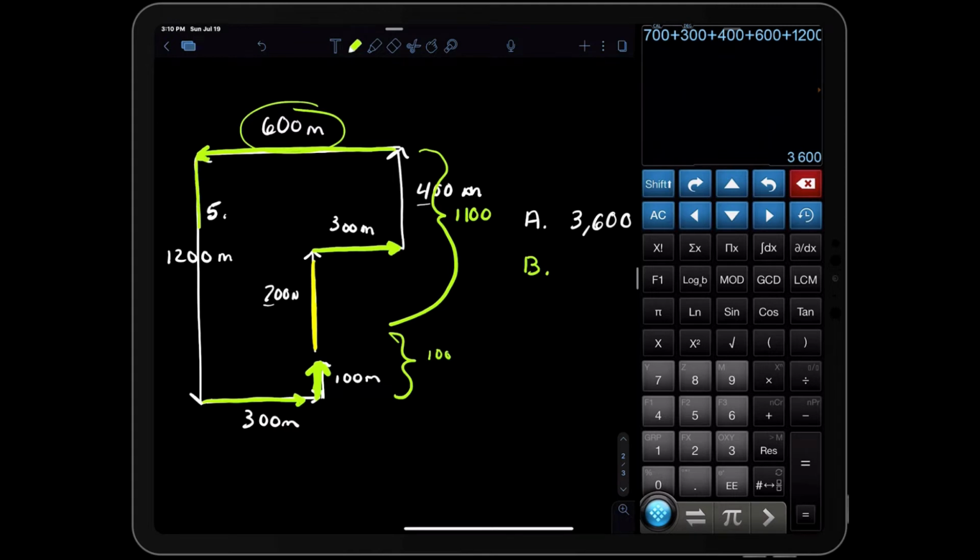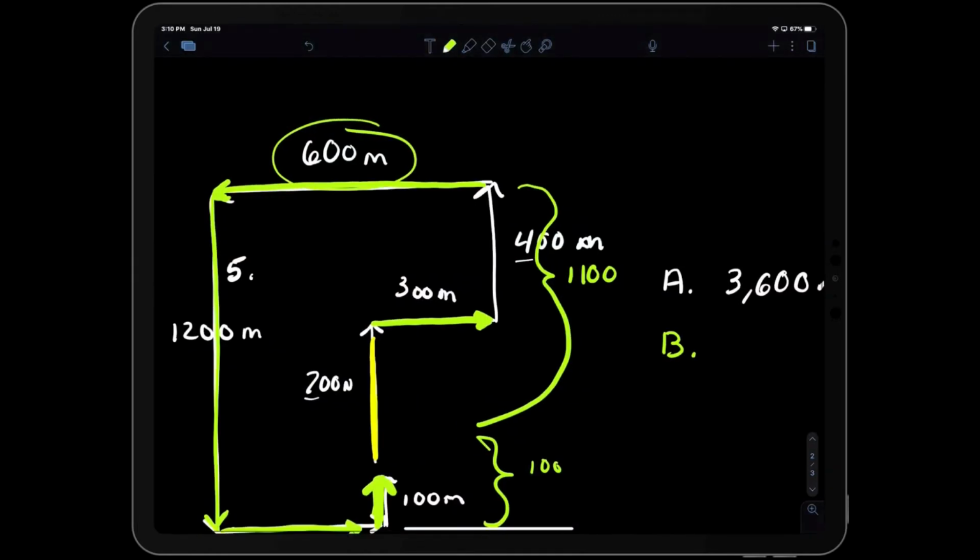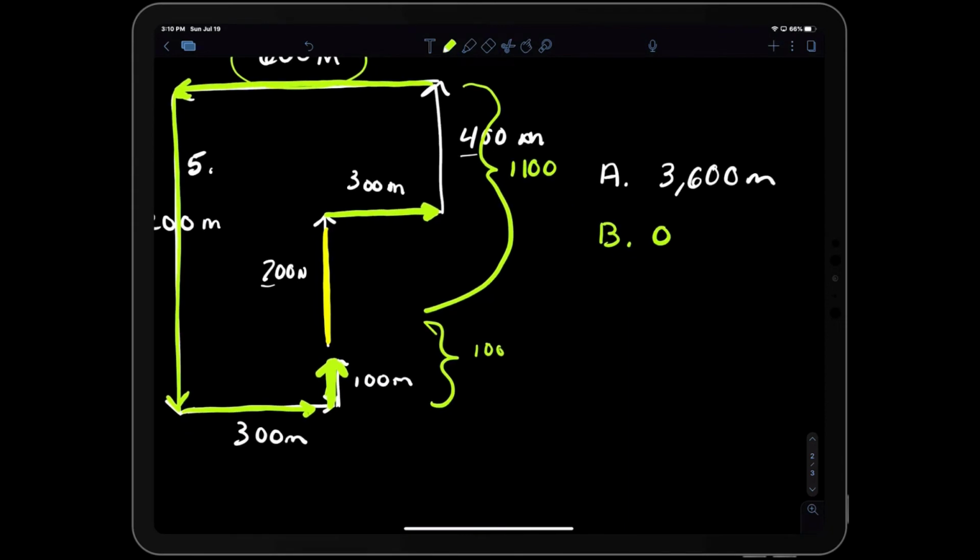Well, if they went down this way 1200 meters, what is our displacement? We don't need any math for that, because what we did is we ended up right back at the starting point. So our displacement is 0.